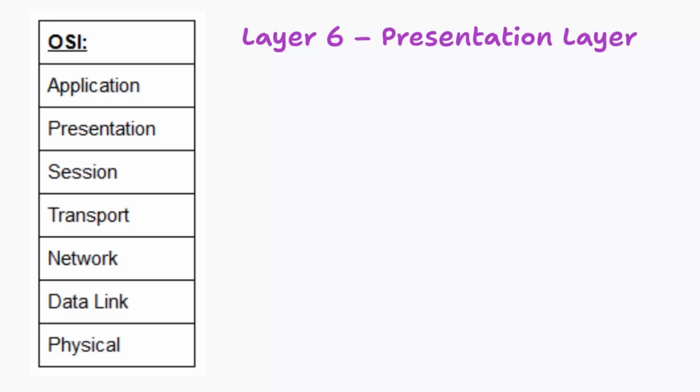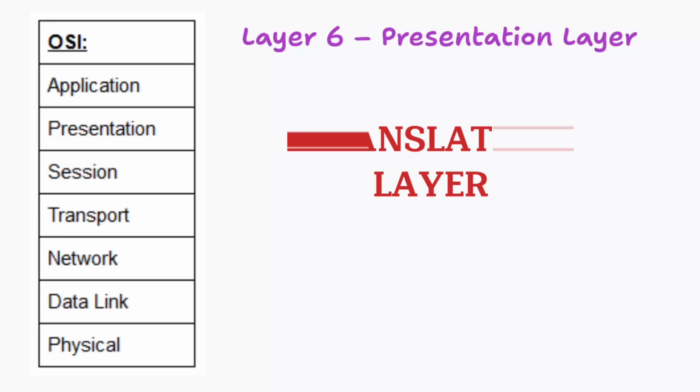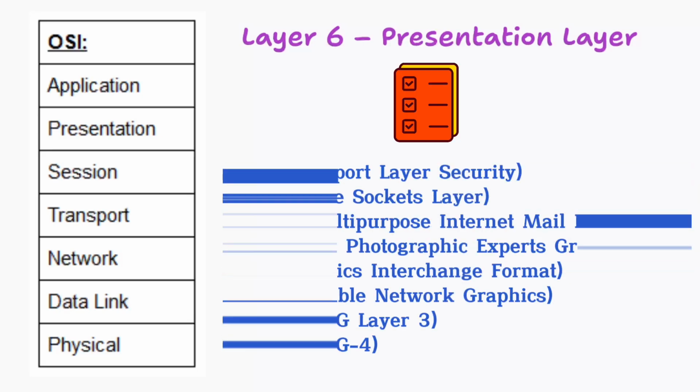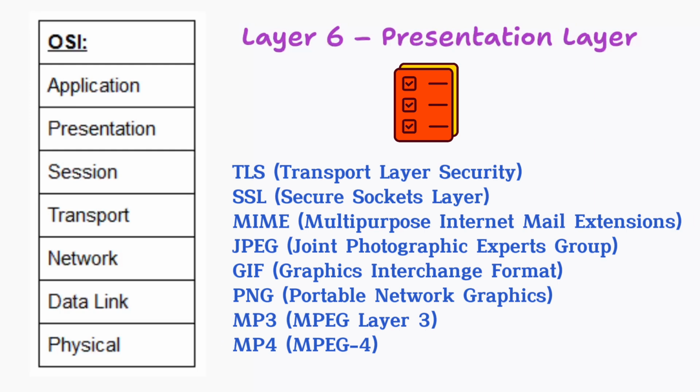In layer 6, we have the presentation layer. The presentation layer is also called the translation layer. The data from the application is extracted here and manipulated as per the required format to transmit over the network. There are many protocols used in the presentation layer, like JPG, MPEG, GIF, TLS or SSL, etc.